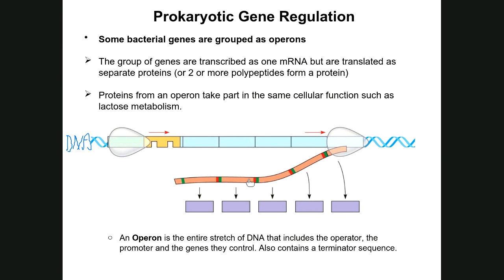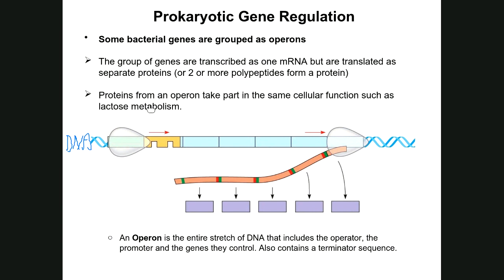Therefore, when this one molecule of mRNA is transported to the ribosome, it recognizes that it actually contains multiple pieces of genetic information for separate polypeptides, which either will form active proteins or come together forming a quaternary active protein.